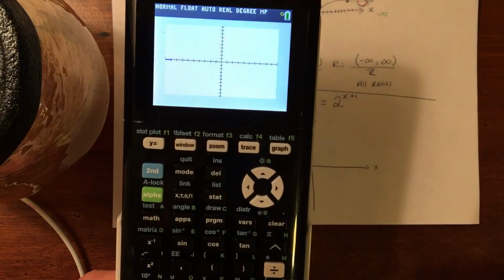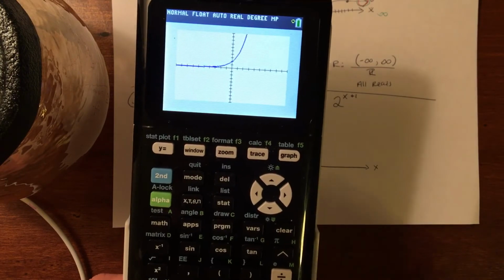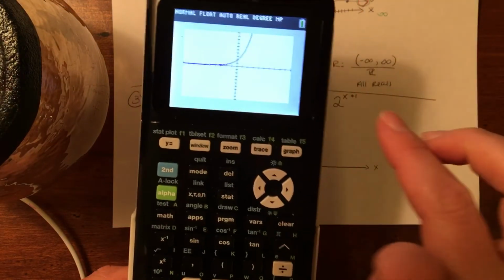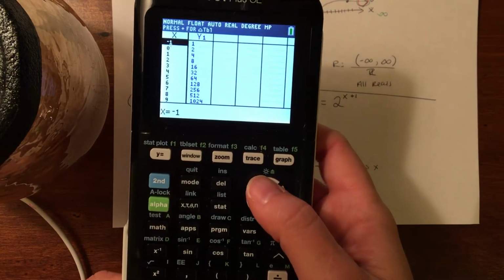Let's graph it to see what it looks like. It always helps. So these are the ones that shoot way up, and this is going to be what our whole rest of the unit is on. And then I'm going to go into my table and graph some points here.